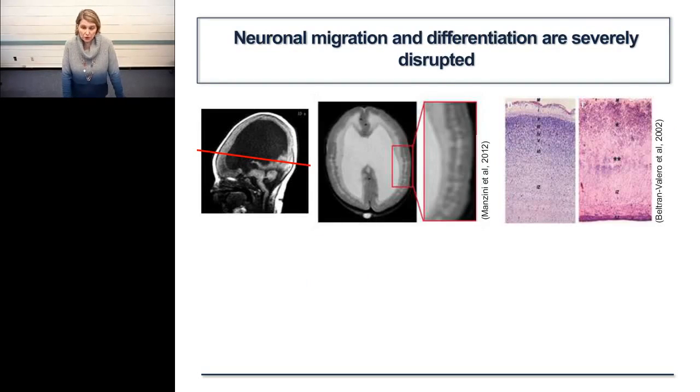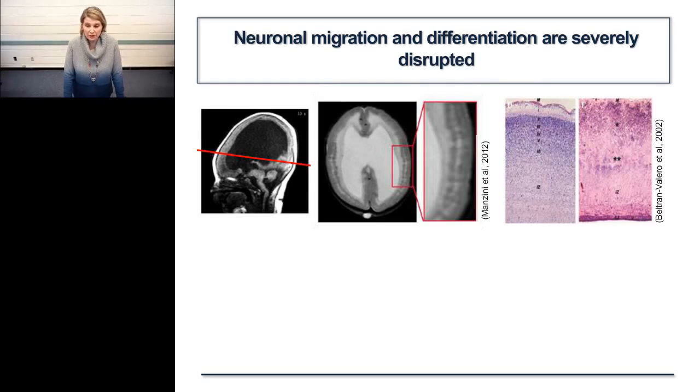So let's focus on the brain. When you look at a brain with cobblestone lissencephaly or the dystroglycanopathy, you see this very characteristic disruption that you see in the middle, where the white matter and the gray matter are intermixed.